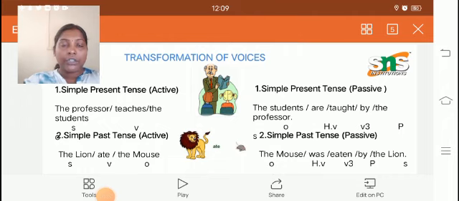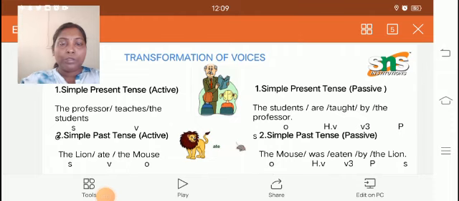In this video we are going to see how we apply the rules to get an answer in different types of tense forms. The very first one is simple past tense. The lion ate the mouse. What is the first rule? Divide the sentence into SVO pattern. So I divide the sentence into SVO construction: subject, verb and object.